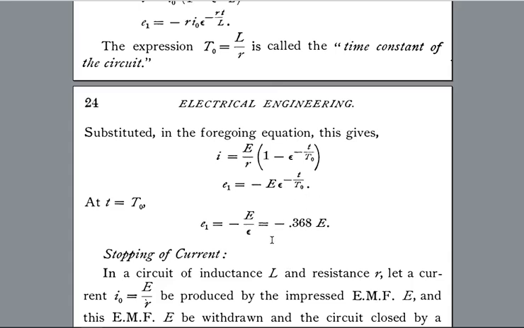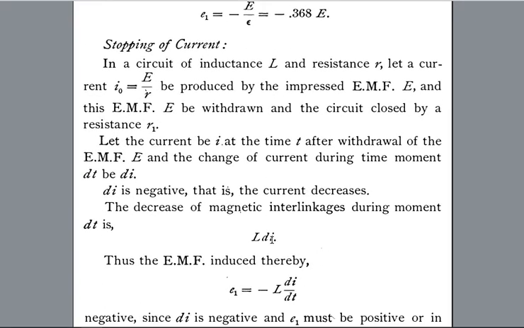Stopping of current. In a circuit of inductance L and resistance R, let a current i0 equals E over R be produced by the impressed electromotive force E, and this electromotive force E be withdrawn and the circuit closed by a resistance R1. Let the current be i at the time t after withdrawal of the electromotive force E, and the change of current during time moment dt be di. di is negative, that is, the current decreases.